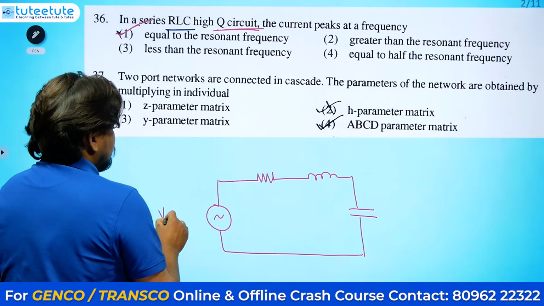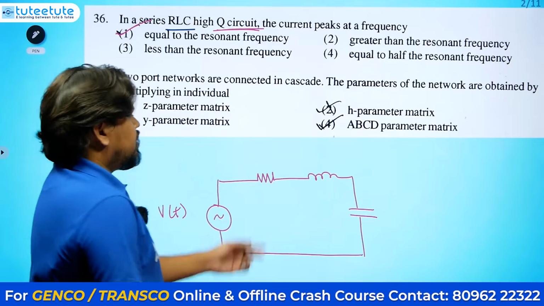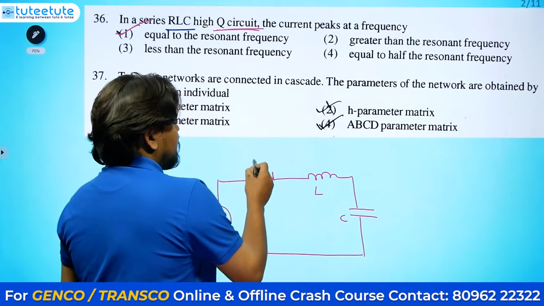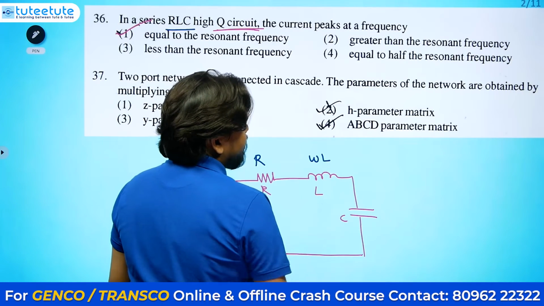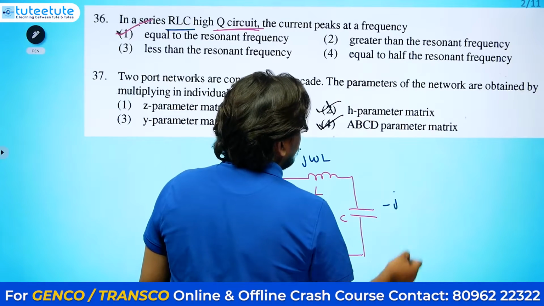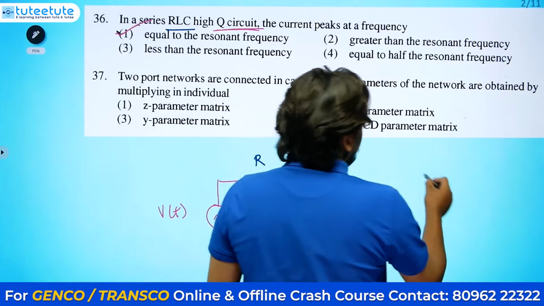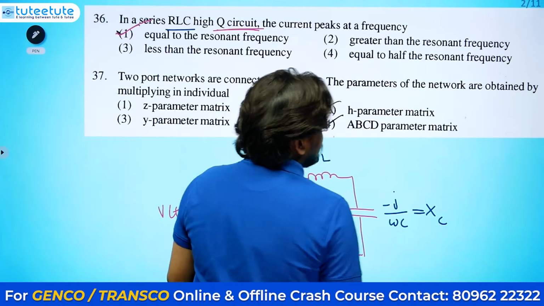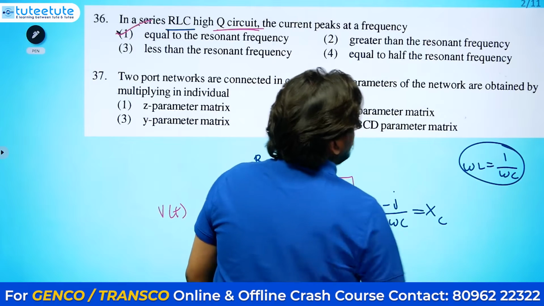So this is the source, V of t, and here we have R, L and C. The impedance of the resistance is directly the resistance only, for the inductance it will be j omega L, and for the capacitance it will be minus j by omega C. So what is the resonating condition? Whenever inductive reactance is equal to capacitive reactance, that means omega L is equal to 1 by omega C. At this condition resonance will occur.